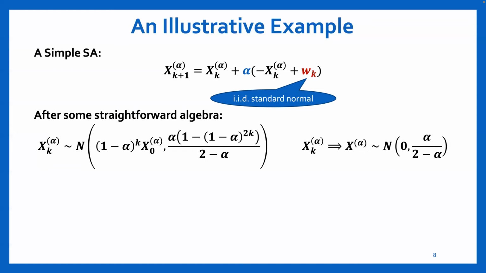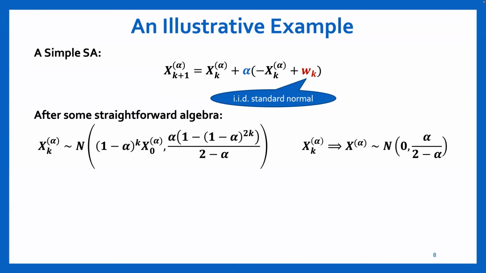By the way, in this case, we can fully characterize the distribution for a fixed step size because of the simplicity of the update rule and the noise. If we have a more complicated update rule and the noise is not IID standard normal, then in general, we cannot characterize the distribution of x of alpha for a fixed alpha.